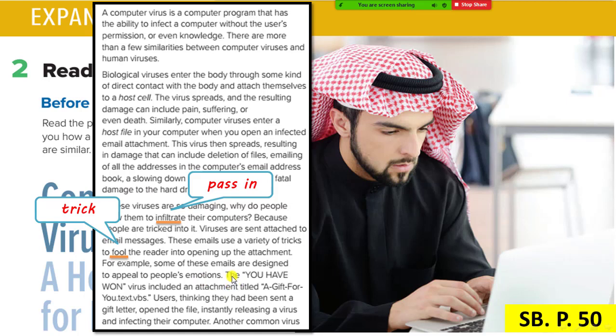يعني بعض هذه الفيروسات attachment يعني إرفاق الفيروس بإيميل. كلمة attachment to include something inside another thing. Okay. For example, some of these emails are designed to appeal to people's emotions. يعني بتكون على ذوق أو مفضلة أو يستحسنها عواطف الناس. Okay. عشان يجذب الناس to enter this email and open this virus. Okay. So, Salim, go on.